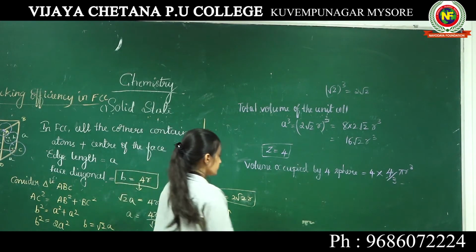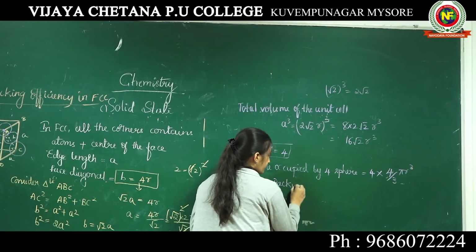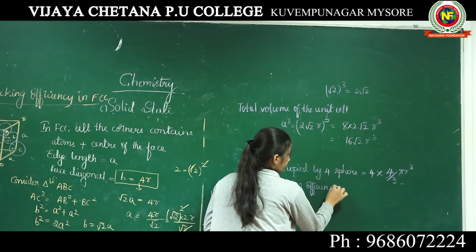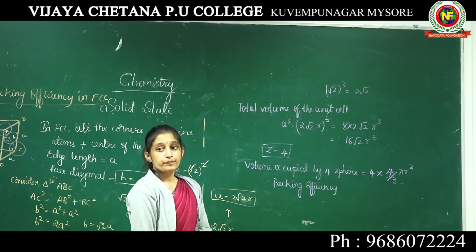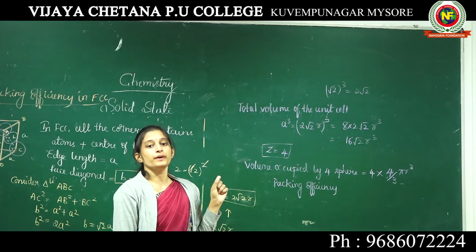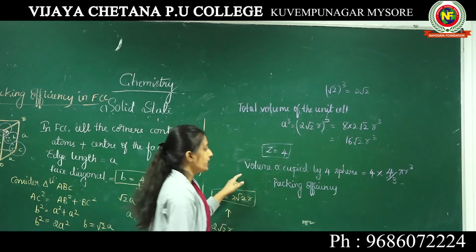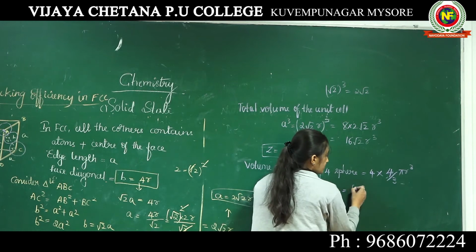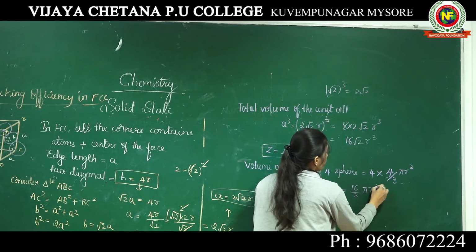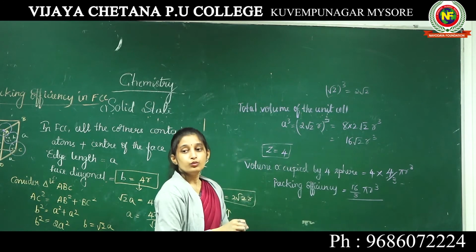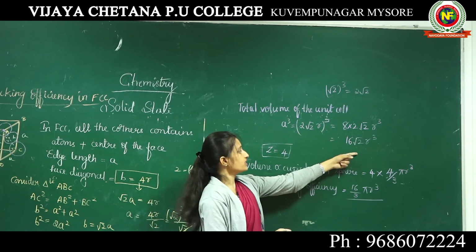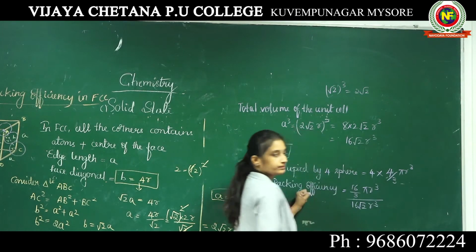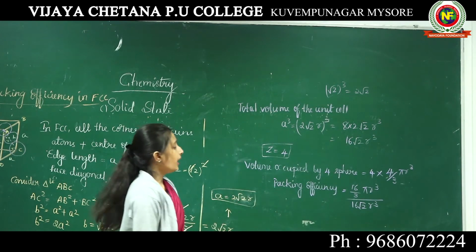Now, packing efficiency. What is the formula? Same as the previous SCC: the volume occupied by atoms, here 4 atoms. 4 fours are 16 by 3 pi r cube divided by the total volume of the unit cell. What is the total volume of the unit cell? 16 root 2 r cube.